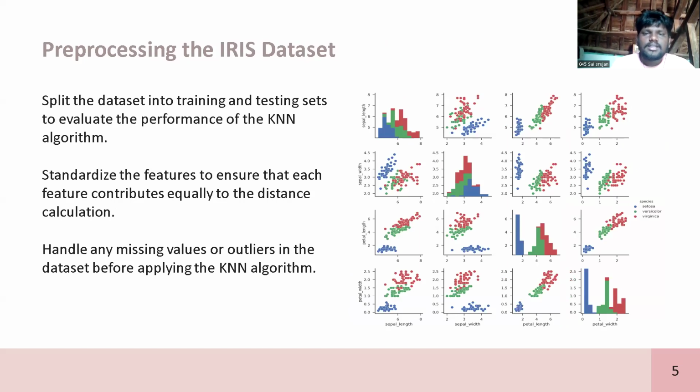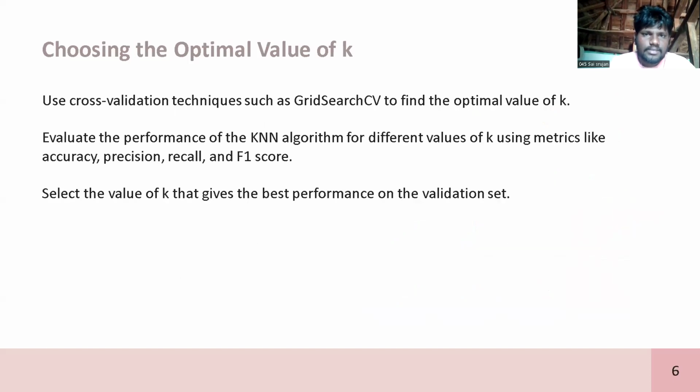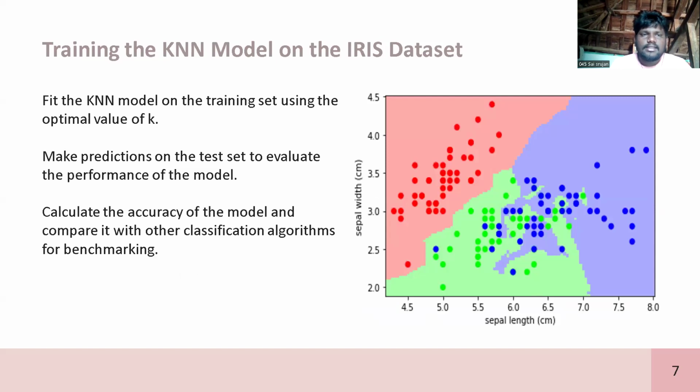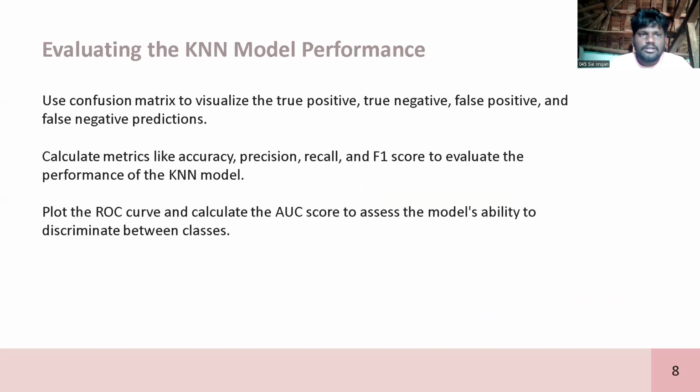Pre-processing the data sets: when the data set consists of many samples, we should split the data set into two parts, one for training, another one for testing. Based on this, we can predict the output. Choosing the optimal value of k affects model performance, and we should use cross validation techniques such as grid search, and accuracy, precision, recall, and F-score. We are validating the data set and training the data set to evaluate the performance of the model and how to improve the model.